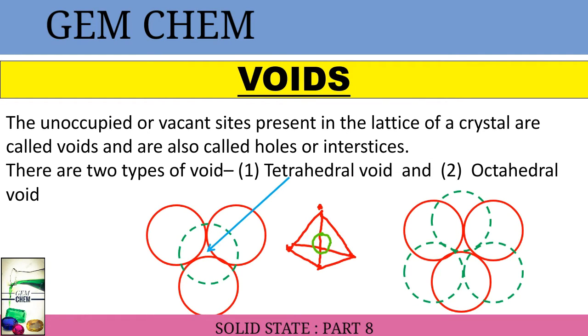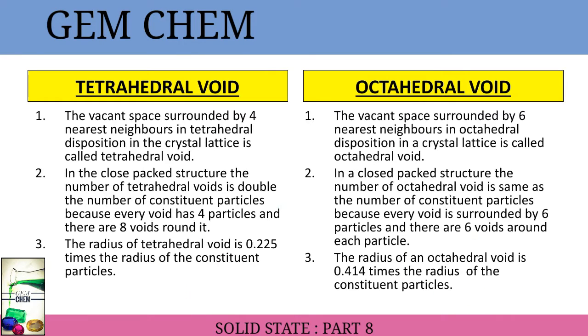Now for the next part, the octahedral hole. An octahedral void is created by three spheres in the upper plane and three spheres in the lower plane. So the void generally looks like an octahedral void. Now we will deal with these two kinds of voids in detail.